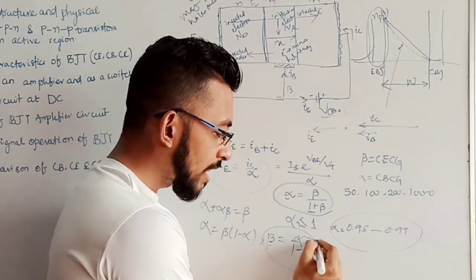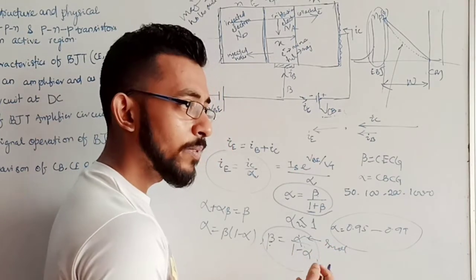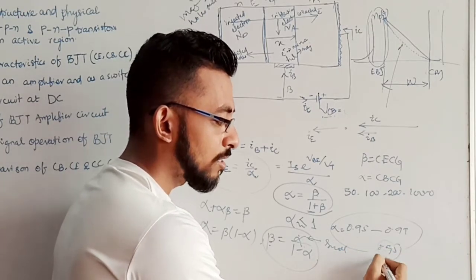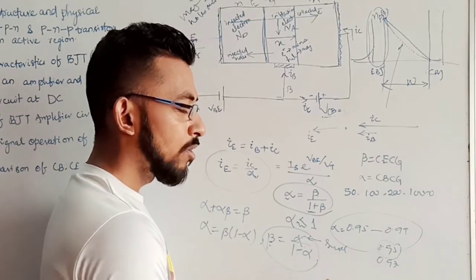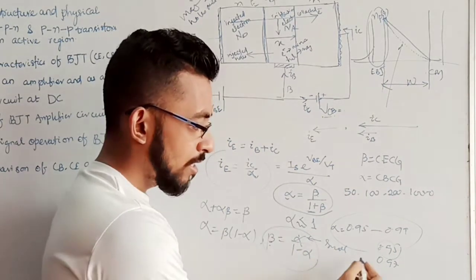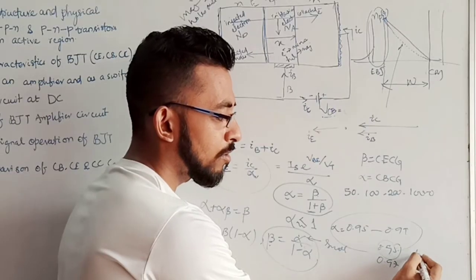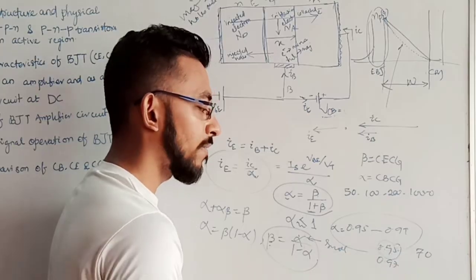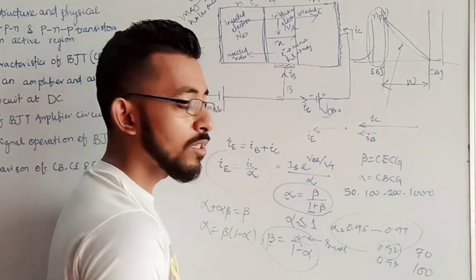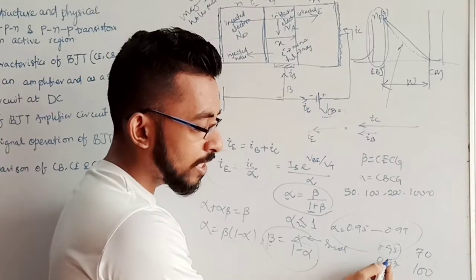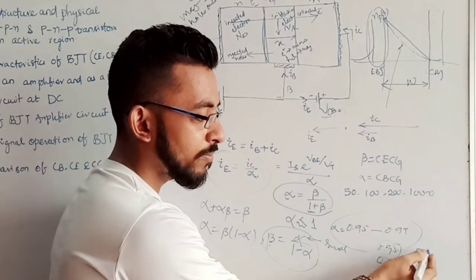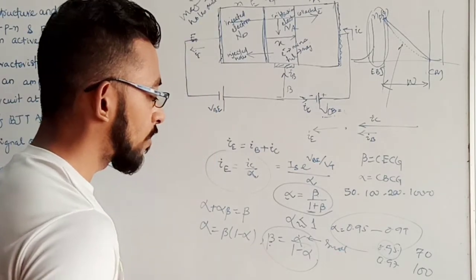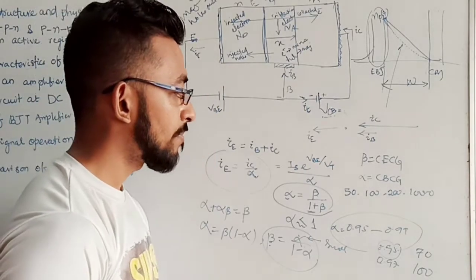So if I change my alpha by a very small amount, say 0.95 was there and I change it to 0.97, this small change will give me a big difference in beta. For example, for 0.95 my beta value is nothing but 70, and for 0.97 this value might come to 100. You see a very small change of 0.02 here, and beta is changing by a factor of 30. So remember, for a small change in alpha, my beta value will change by a very large amount.